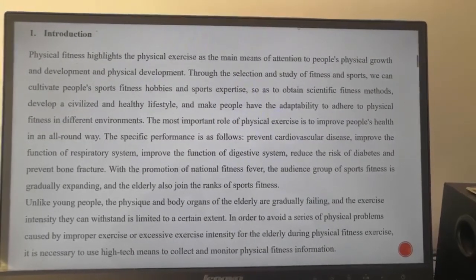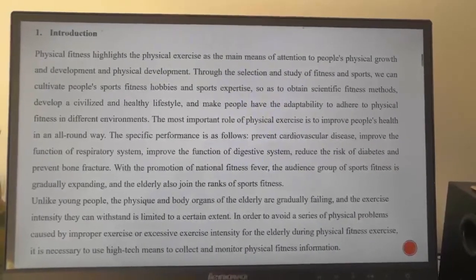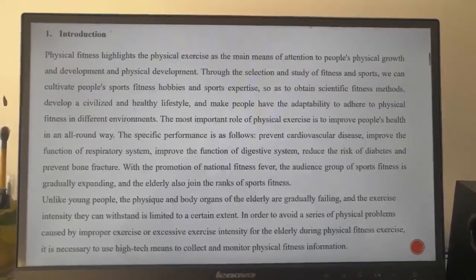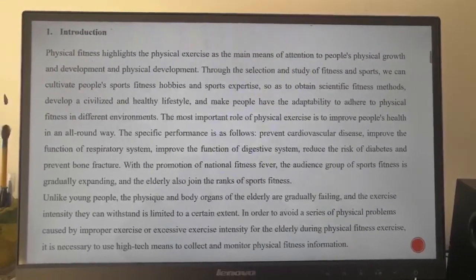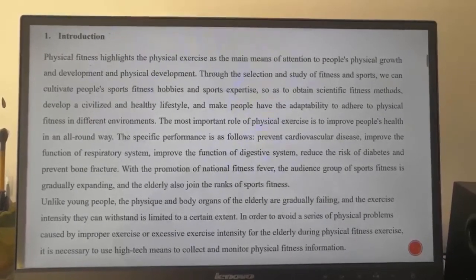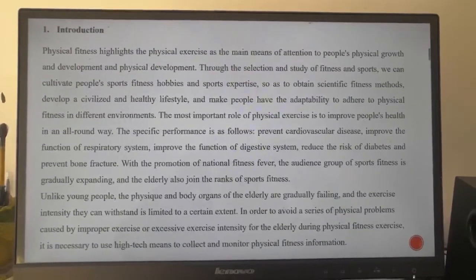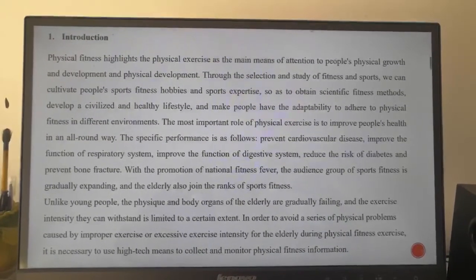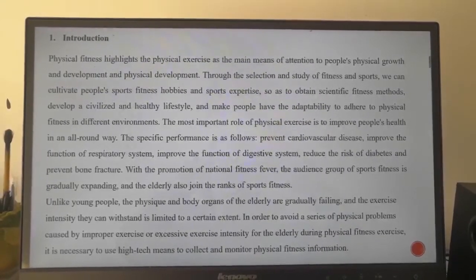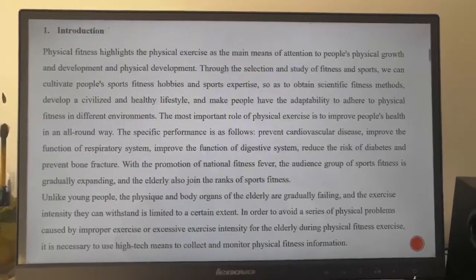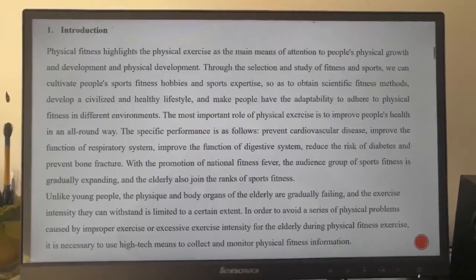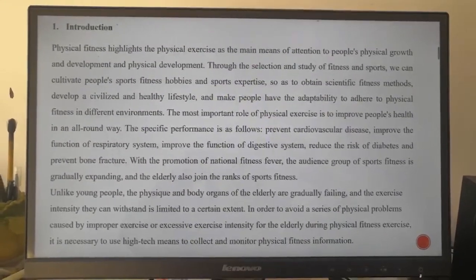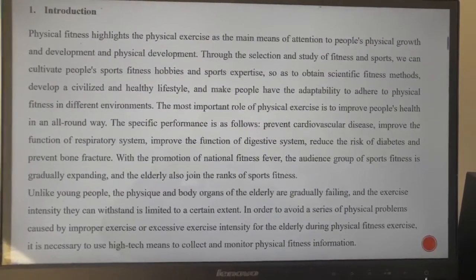The most important role of physical exercise is to improve people's health in an all-round way. The specific performance is as follows. Prevent cardiovascular disease. Improve the function of respiratory system. Improve the function of digestive system. Reduce the risk of diabetes and prevent bone fracture.